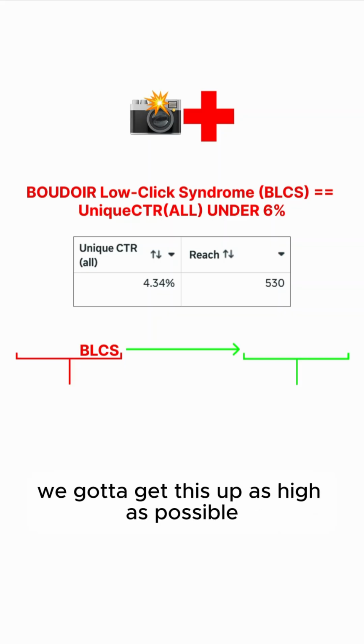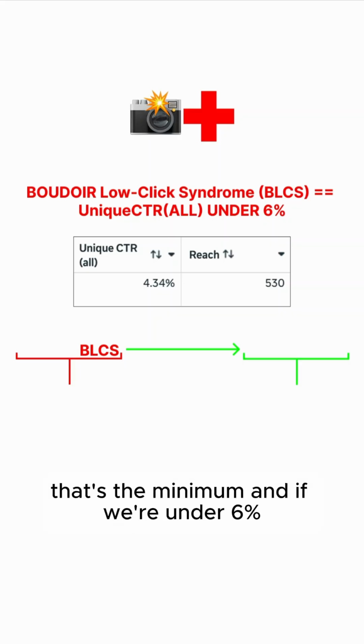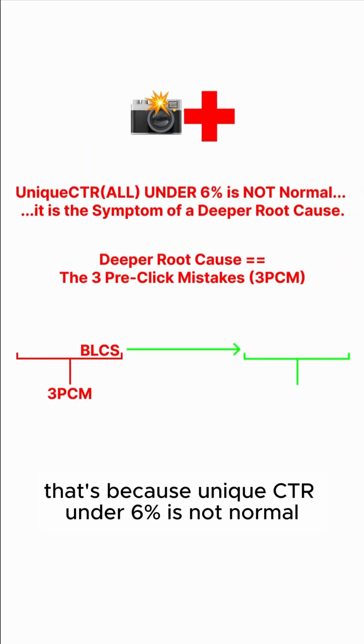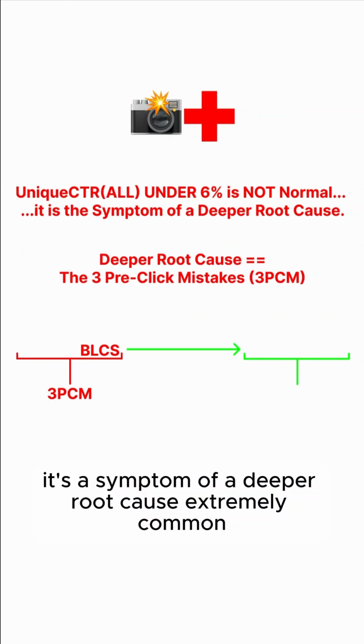We gotta get this up as high as possible. 6% is the floor, that's the minimum. And if we're under 6%, we got a massive problem. That's because unique CTR under 6% is not normal. It's a symptom of a deeper root cause.